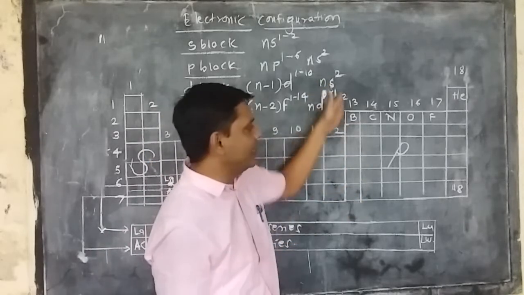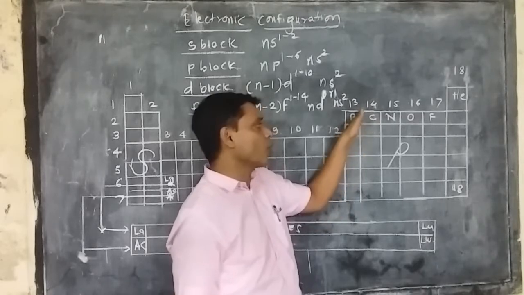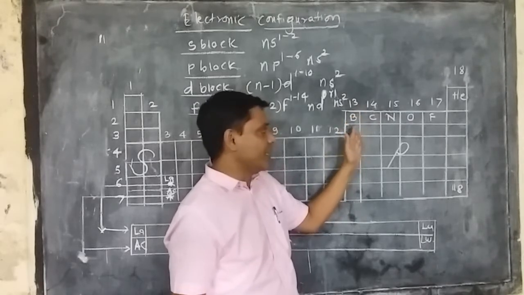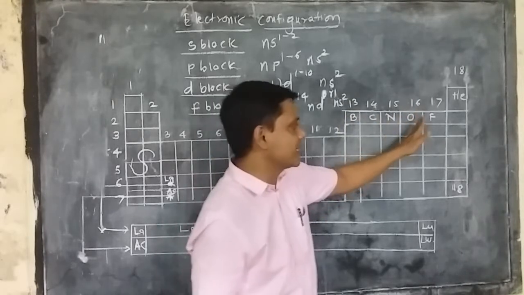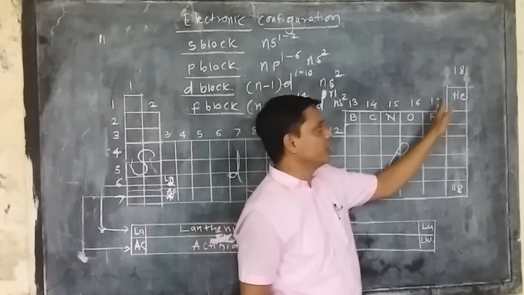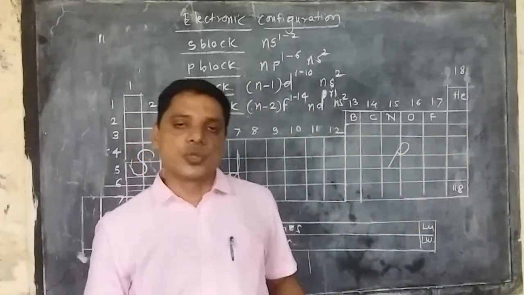Now see that these elements are also called representative elements. So see that boron shows its representation. So it's the boron family, this is the carbon family, this is the nitrogen family, this is the chalcogen family, this is the halogen family, then it is the noble gas family. Such is the character which is included.